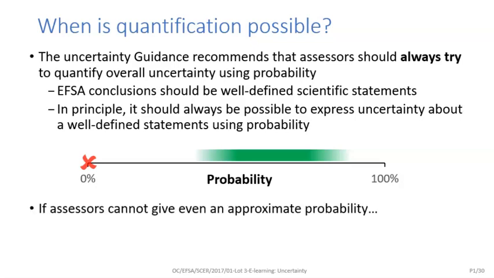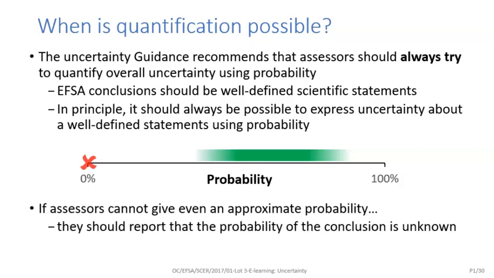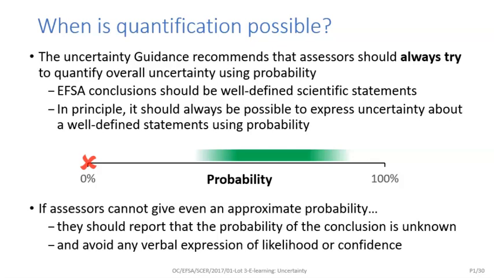If assessors are unable to give even an approximate probability for a conclusion, this implies that the probability could be anywhere between 0 and 100%. So they should report that the probability of the conclusion is unknown, or report it as a hypothesis, and avoid any verbal expression of likelihood or confidence, because that would be misleading.